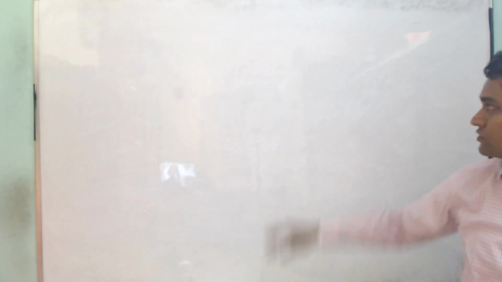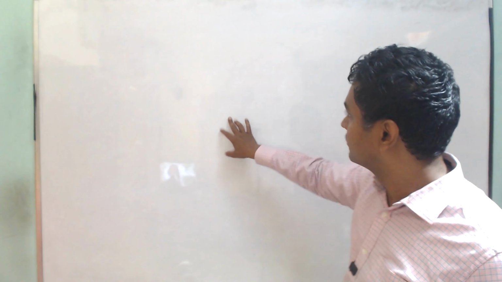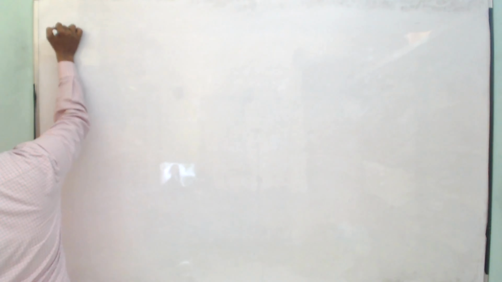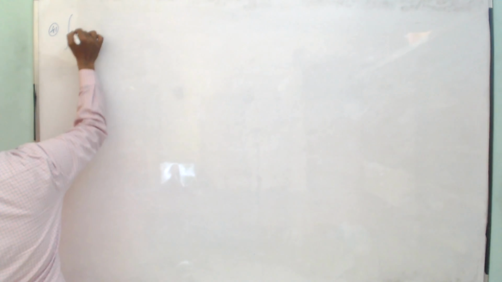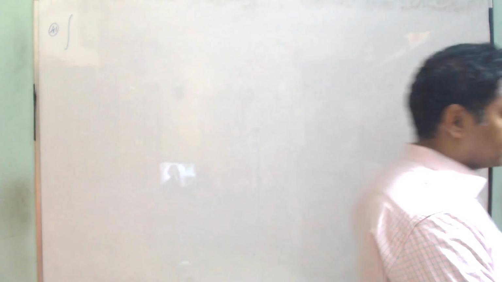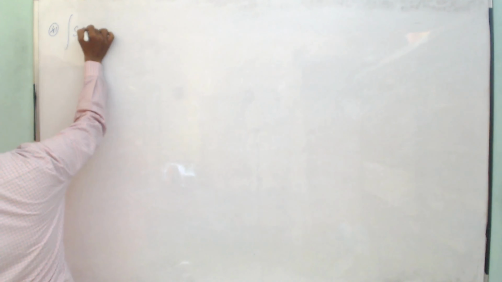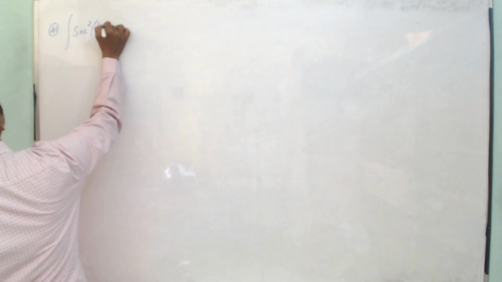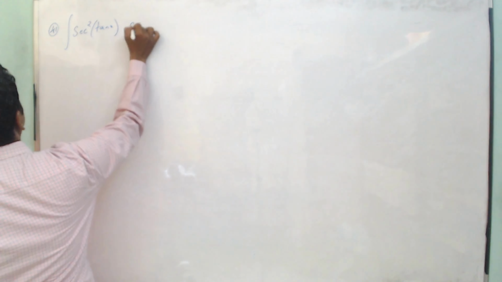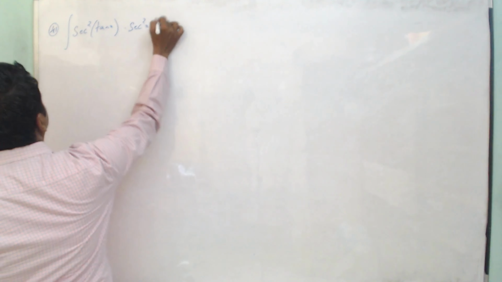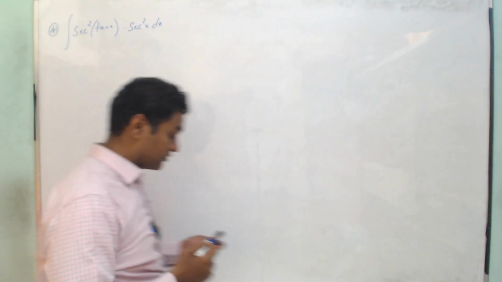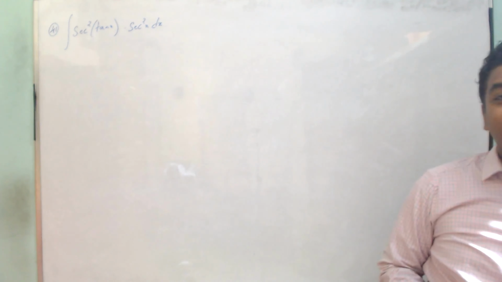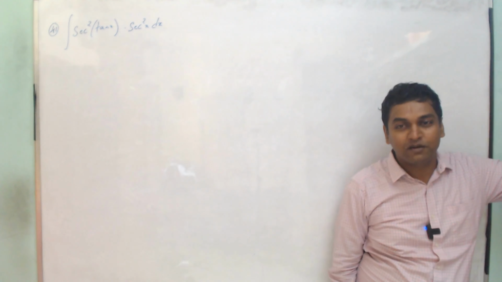So what was this question number? 40. 41. Integral of secant square of tan x. Integral of x square of tan x into sec square x. So you can play around with your friends with these questions. Such questions usually scare them.